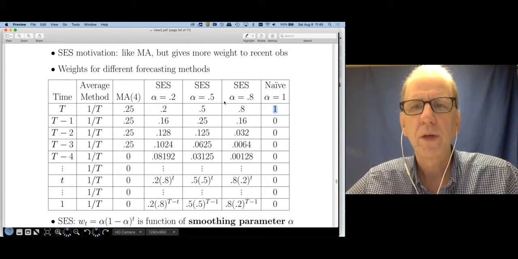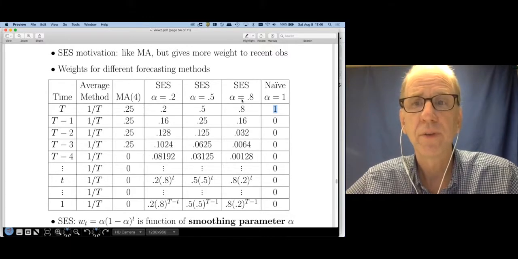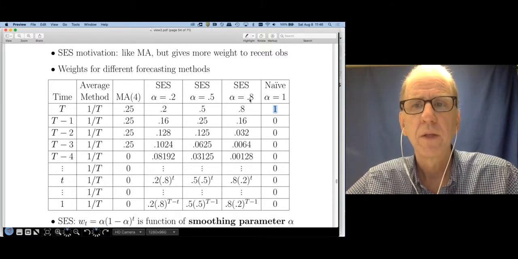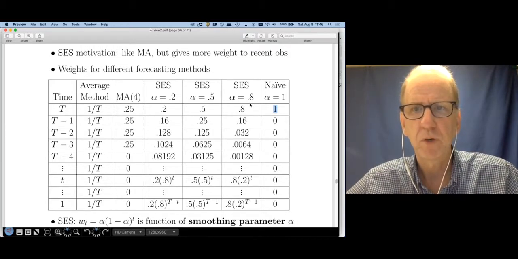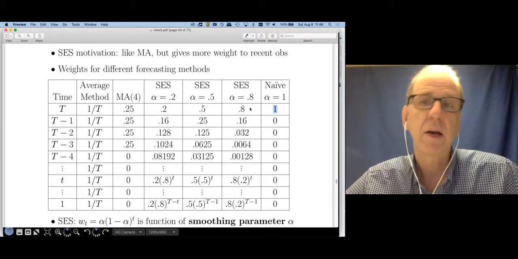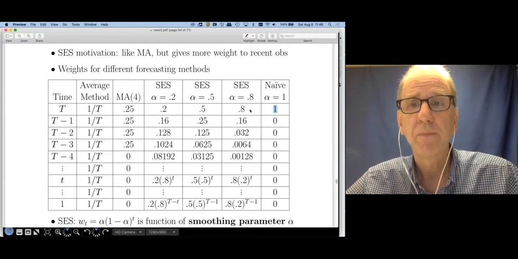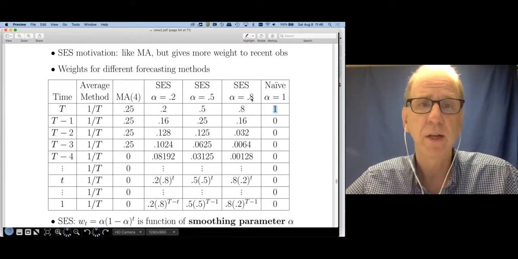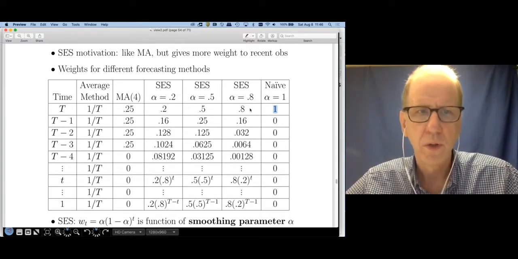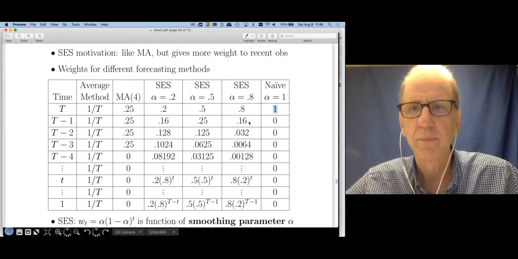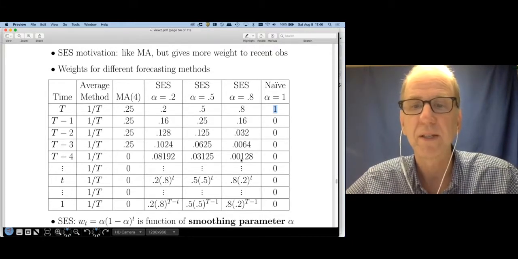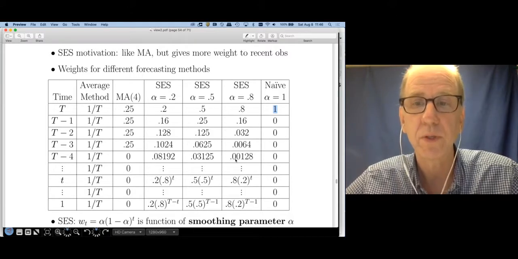With very large values of alpha, the weights are going to decay very quickly. We'll get into exactly how I compute this in a minute, but you're going to see with a large value of alpha like 0.8, we give a whole lot of weight to the most recent observation, and then by the time you go 5 observations back, what happened 5 periods ago basically doesn't count. It would get weight 0.001.